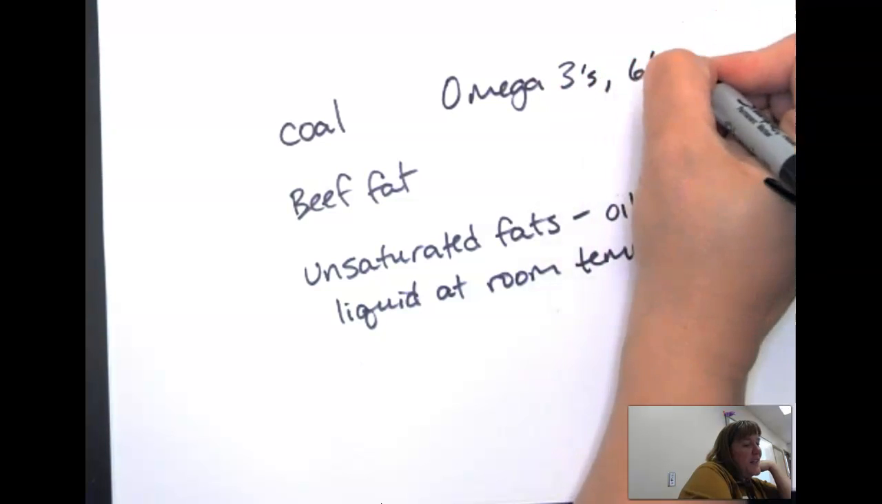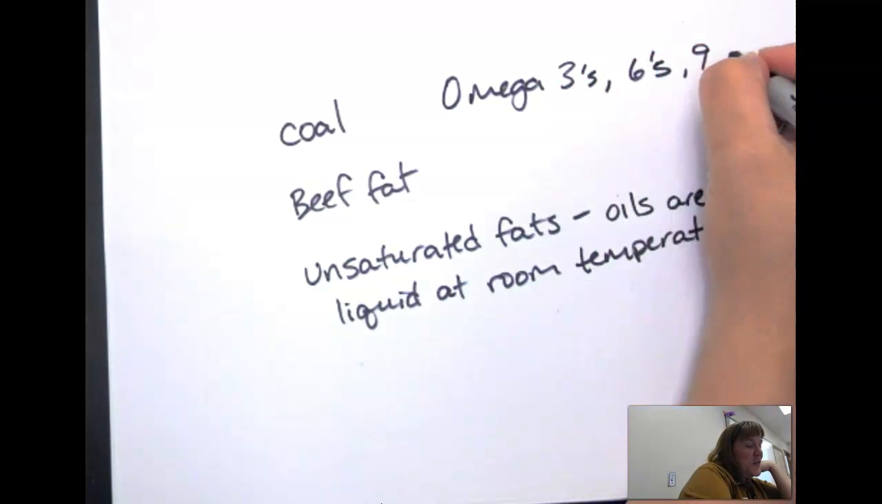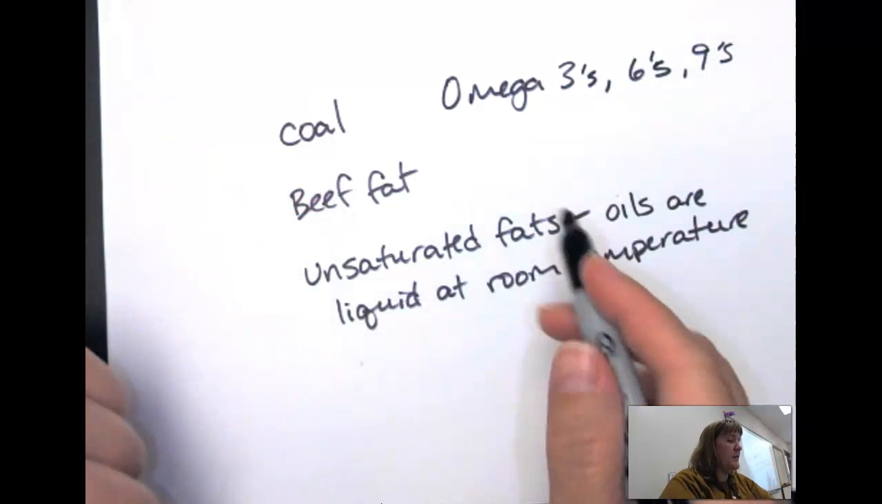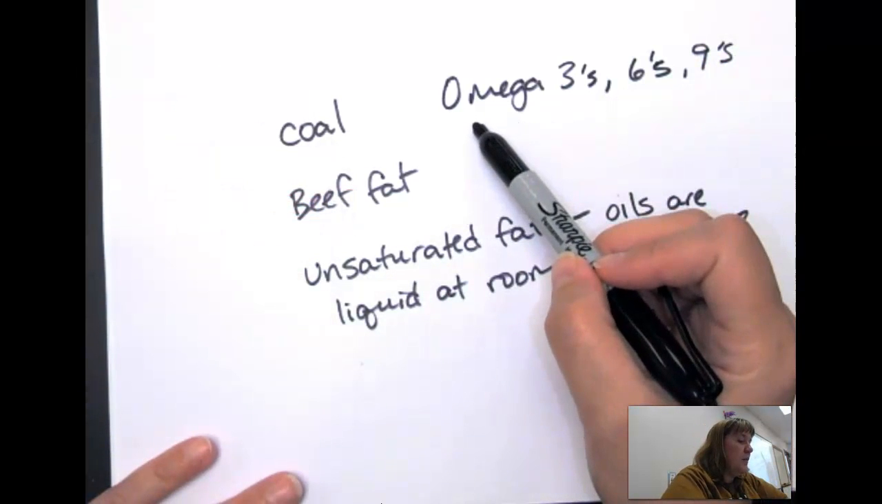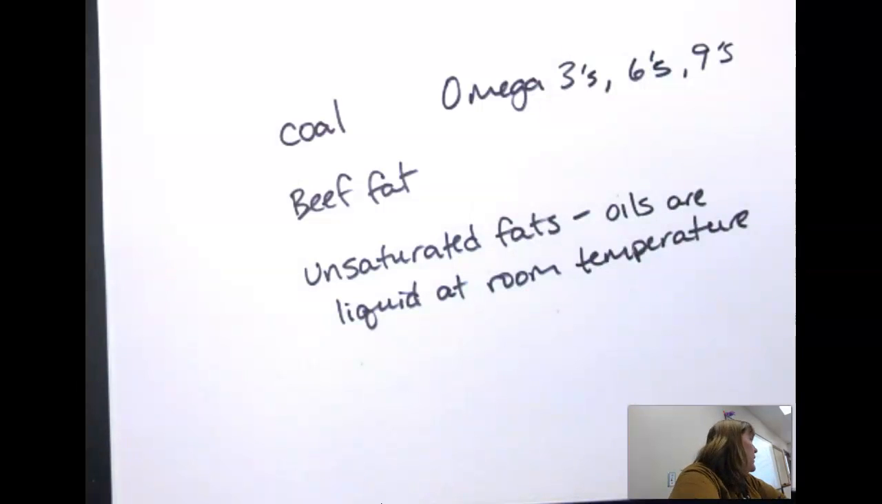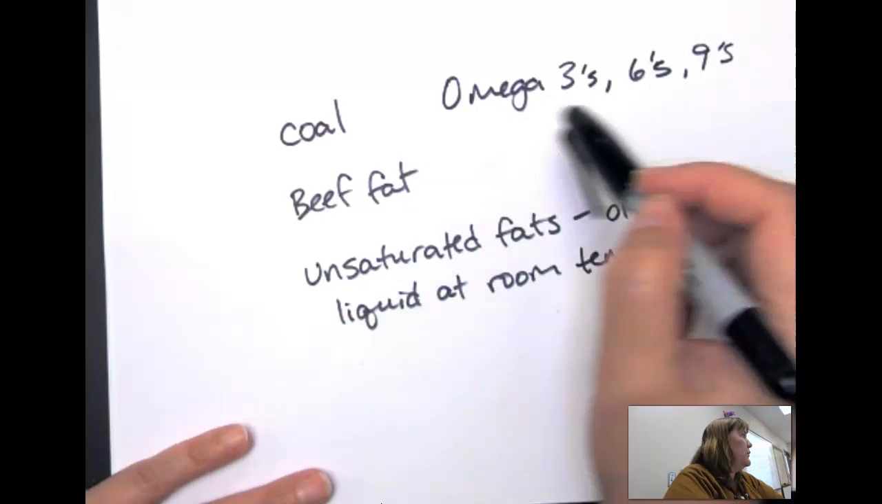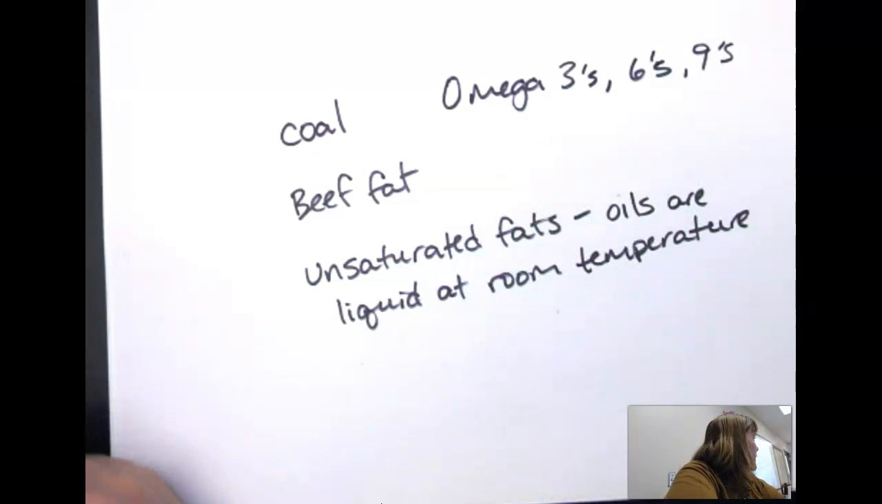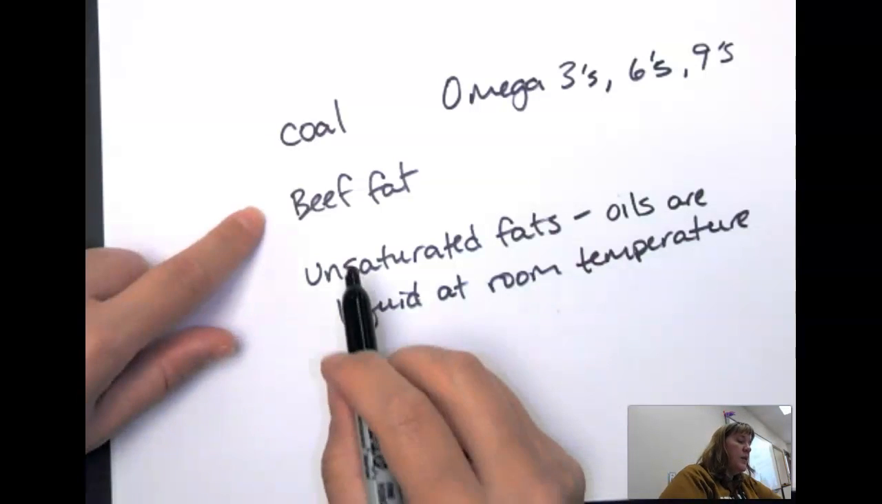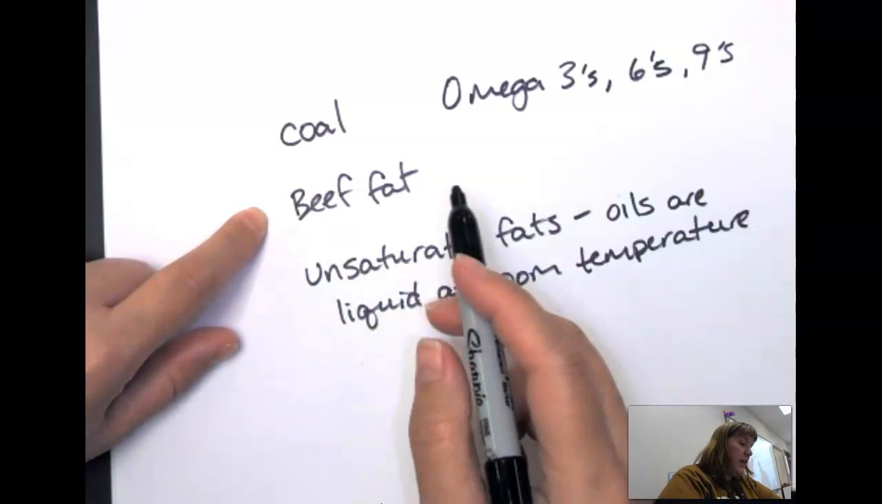3s, 6s, and 9s. So you have a lot of omega acids, but you need them in proper combination for it to be a good thing for our health. Flaxseed oil, walnut oil, avocado oil would all also have these. If you were vegan, you wouldn't have to eat the fish, but they're good for us. Those are unsaturated fatty acids. Beef fat would be a saturated fatty acid.